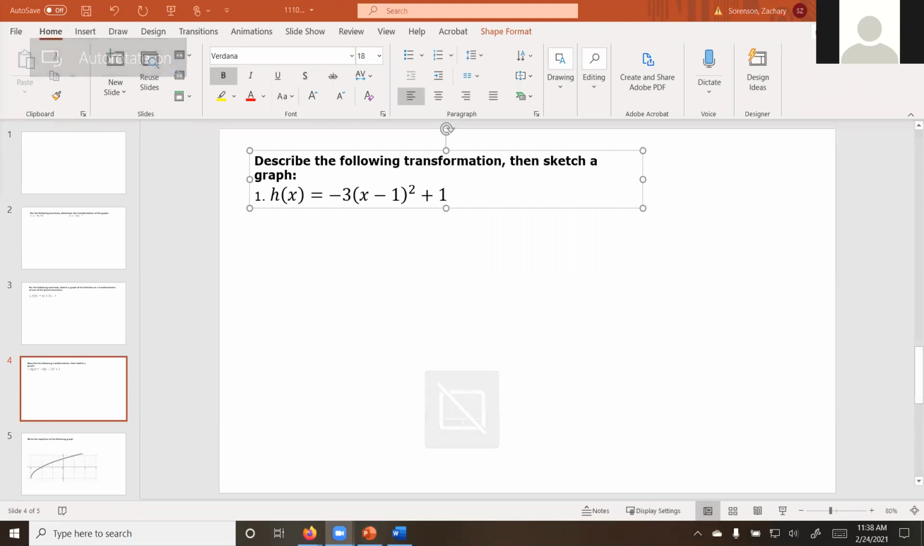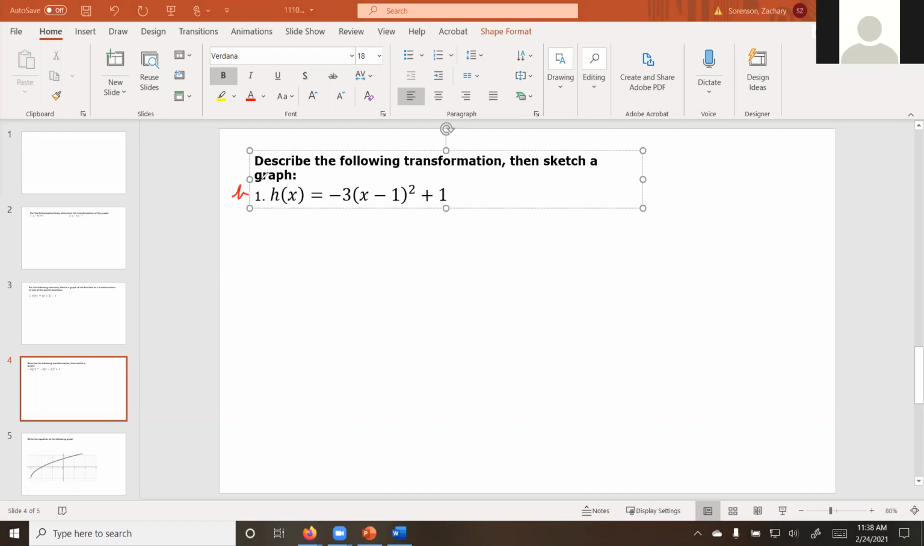Writing. So here I'm trying to describe my transformation. What's the parent function that I'm going to use for this? Oh, I don't want to do that. This guy. What graph on that big set of graphs that I just showed every group would I use to start my transformations here?